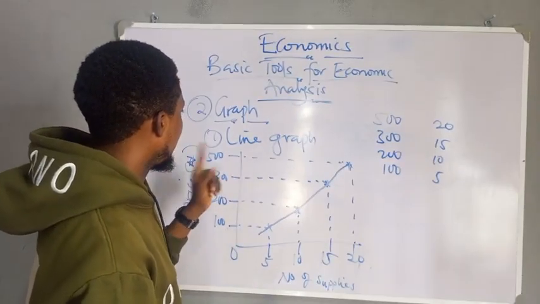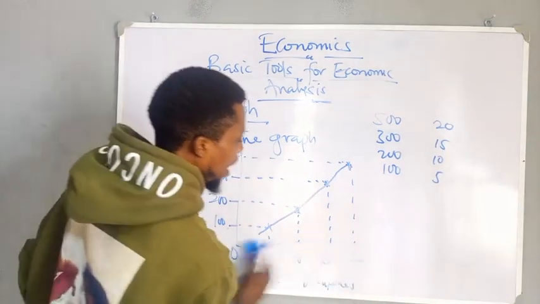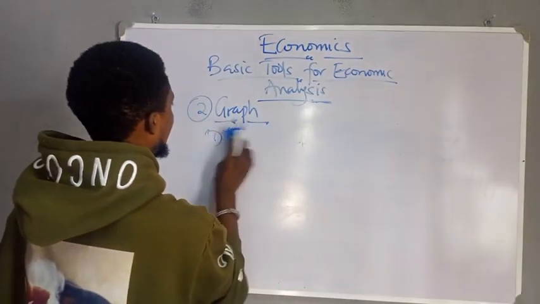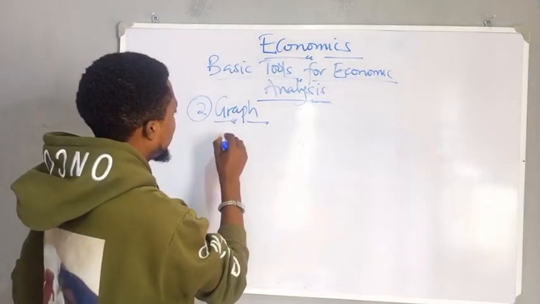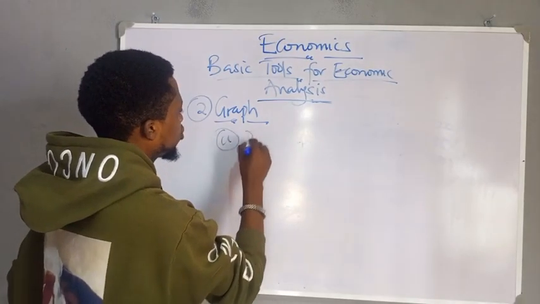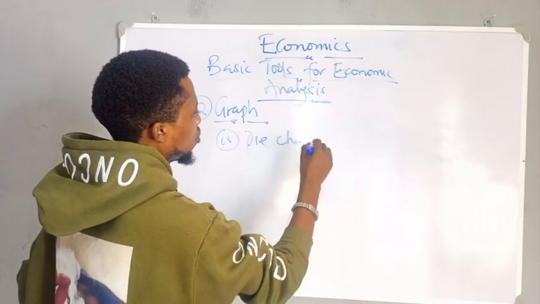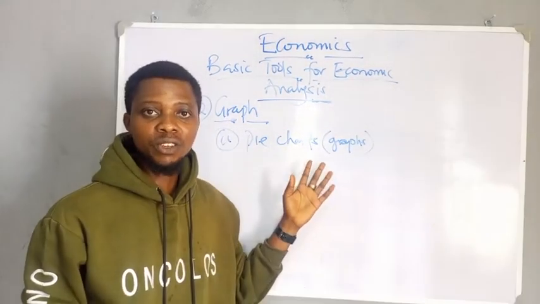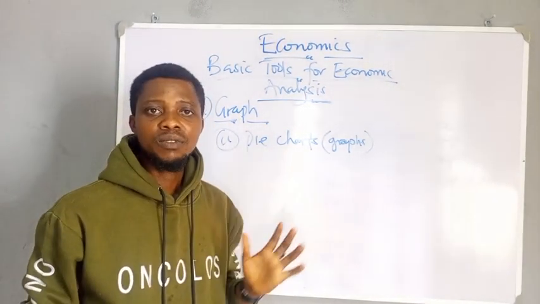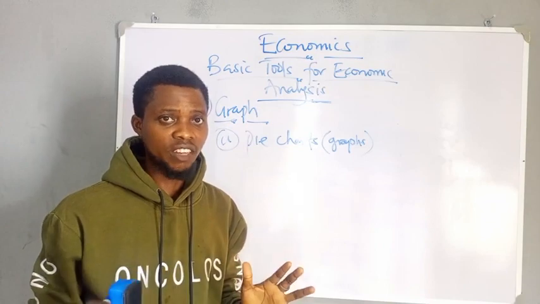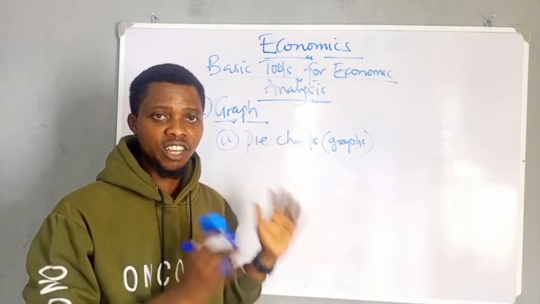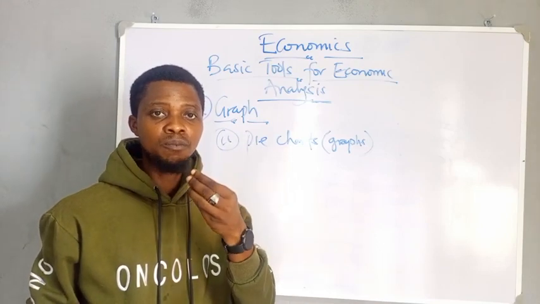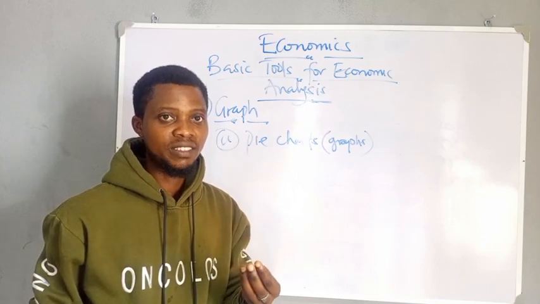Then the second on the graph now will be pie charts, or you can call them pie graphs. The pie chart is simply a circle that is divided into sectors or sections, such that each section or sector is proportional to the numerical value it represents.